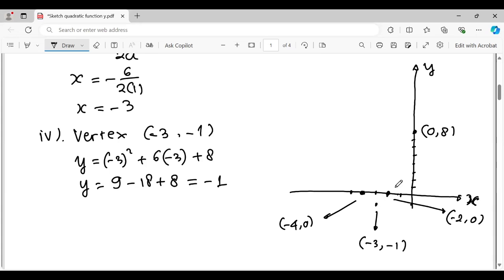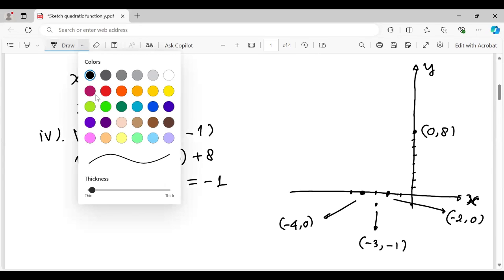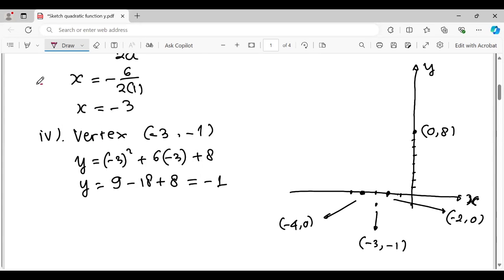After that, connect all the coordinate points. If you connect them, it becomes like this.